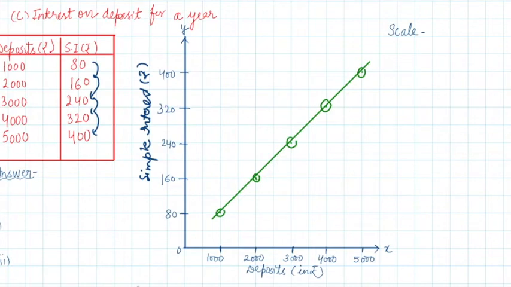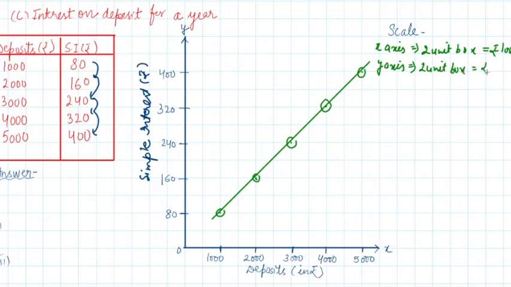Let's write the scale. On x-axis, 2 unit box is representing how much? 1000 rupees. And similarly, if I want to write for y-axis, 2 unit box is representing how much rupees? Rupees 80. Because if you see, this is 80. 160 minus 80, 80. 240 minus 160, 80. 320 minus 240, 80. So it means 2 unit box is representing 80 rupees. So this is how we have done this question.